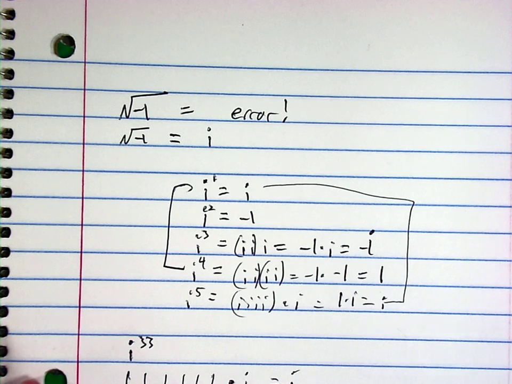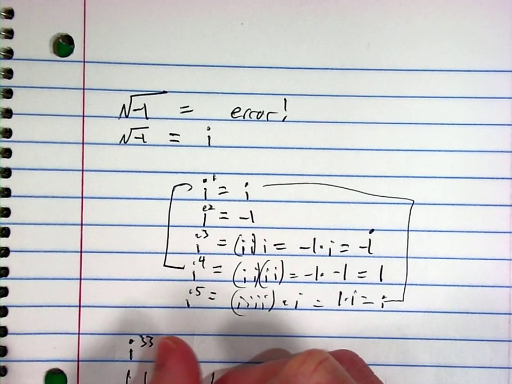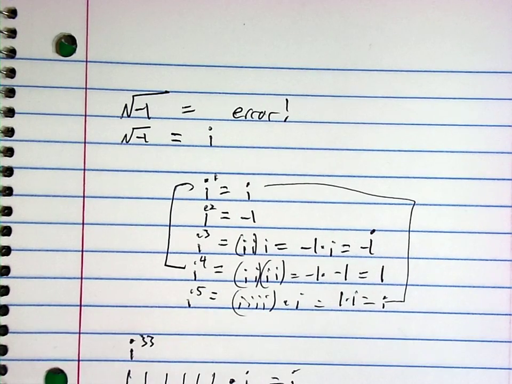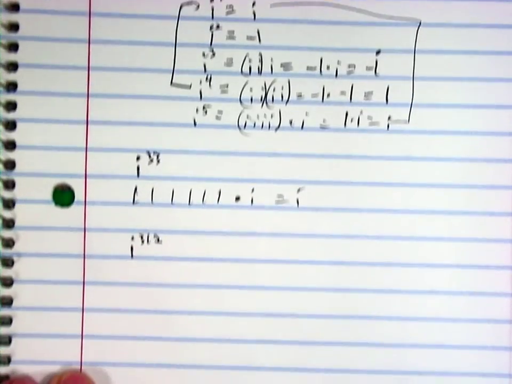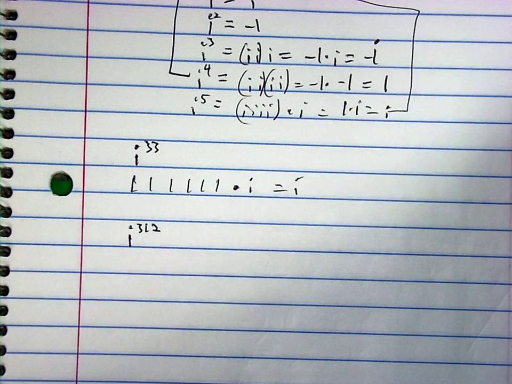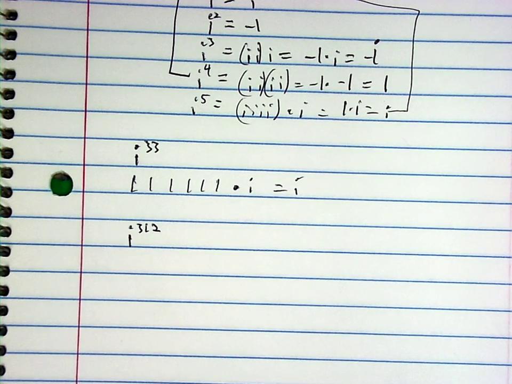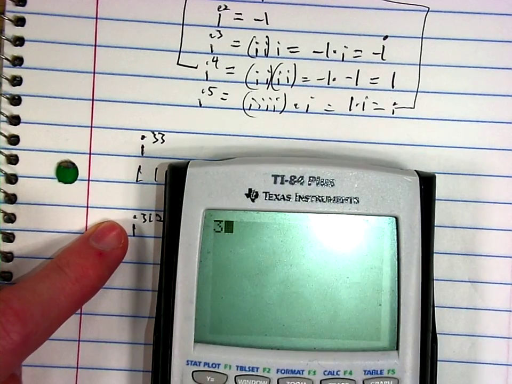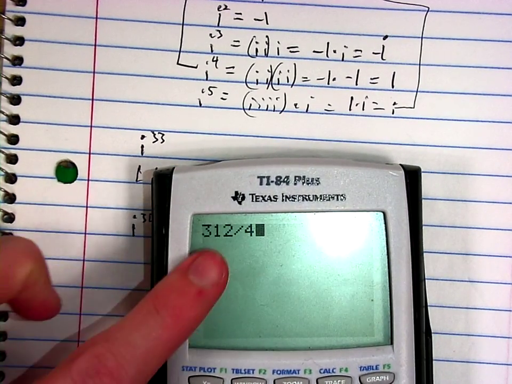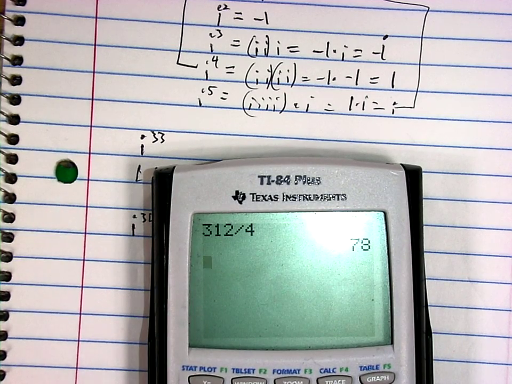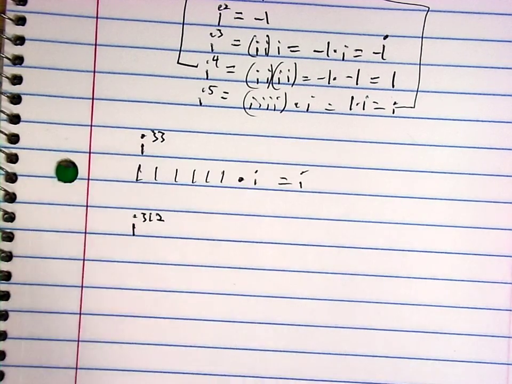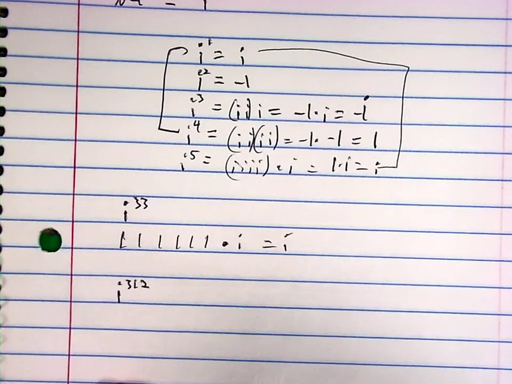I use this method with really large numbers, like if we had i to the 312th. I do not know real quickly if that's divisible by 4 or not, or what would be a multiple of 4 close to that. But if you just divide whatever the power is by 4, you look at the decimal. This one doesn't have one. It's 78 exactly.